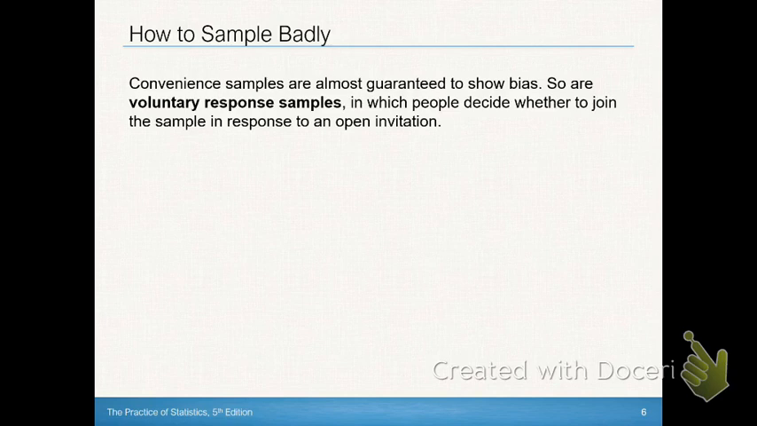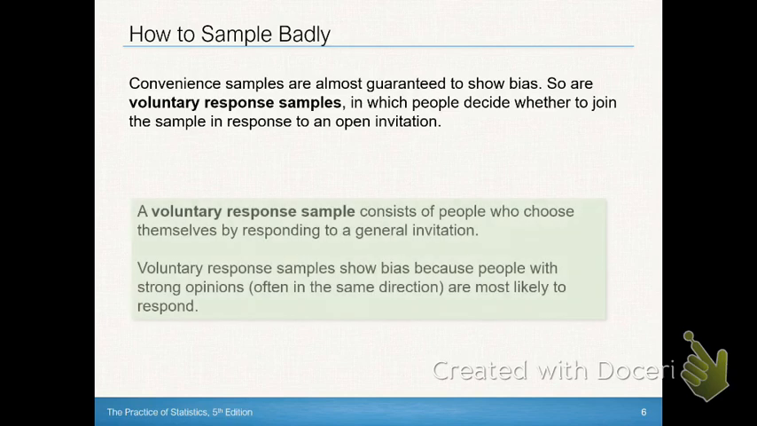Another bad way to do a survey is voluntary response. This is when participants choose whether or not they are going to be in the sample. A common example of this is a lot of times grocery stores or other stores will print off a receipt for you when you shop there. And then at the end of the receipt, it says, call in and take this survey. And you have the choice of whether or not you call in and do that.